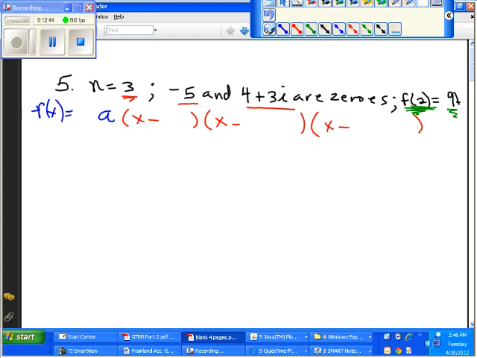Now, here's what you got to know. Irrational roots, square root stuff, come in pairs. Square root answers come in pairs. Irrational answers come in pairs. Also, imaginary answers also come in pairs. So if you got one, you got the other one. And the pairs that they come in are called binomial conjugates.